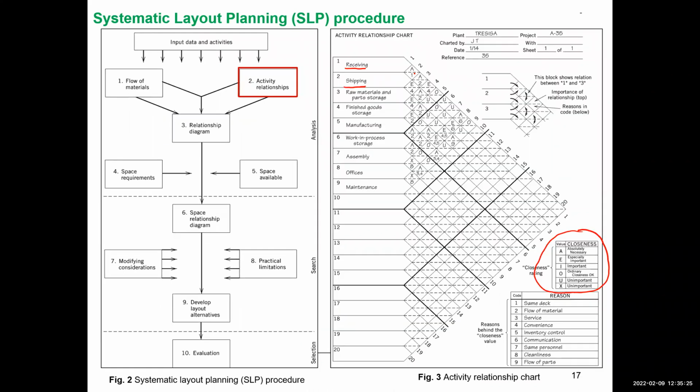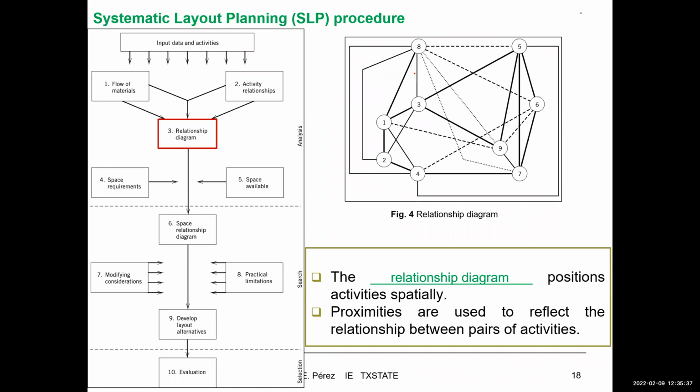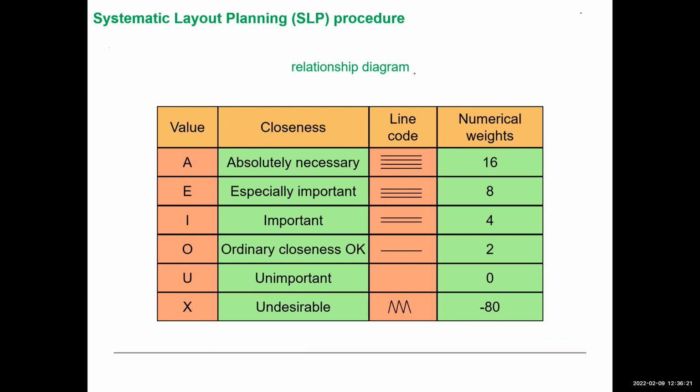And then for the flow of materials, which is here at the top left with the number 1, we create the flow from-to charts, like the one that we created in the lab last time. And using that information, we can build what is known as a relationship diagram. As I explained last time, we have those arcs, and the type of line that you're using represents the type of relationship that exists between these two departments. The departments are represented with the nodes. So here we have 9 departments, from 1 to 9. Each one is representing a different department. And then we have different lines representing the strength of the relationship between departments.